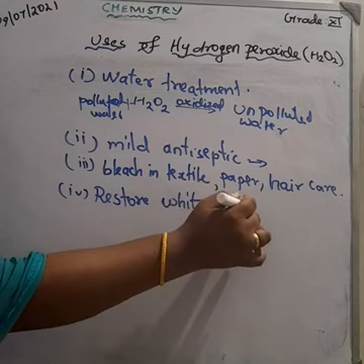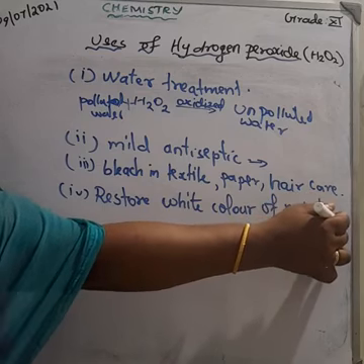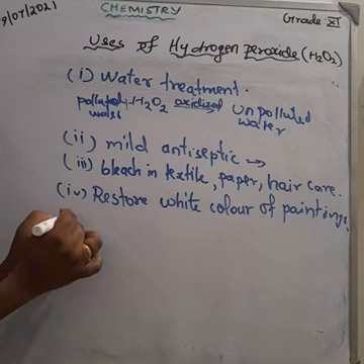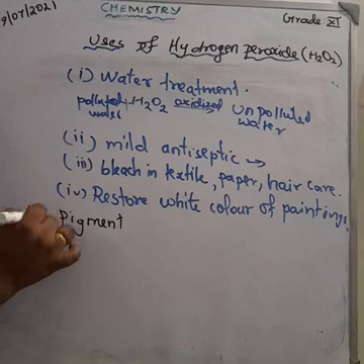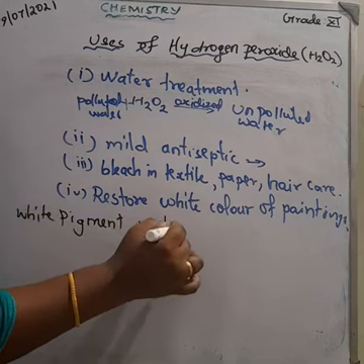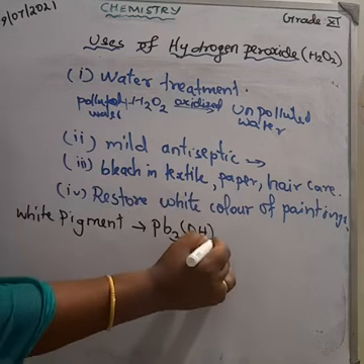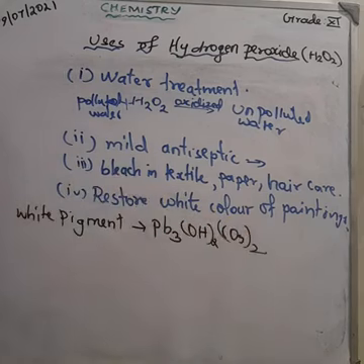How is it used to restore the white color of old paintings? Suppose in a painting, the white paint has a white pigment. Which one is the white pigment? Pb3(OH)2(CO3)2. What is the name of this compound? Lead carbonate hydroxide. This is the white pigment contained in the paint.